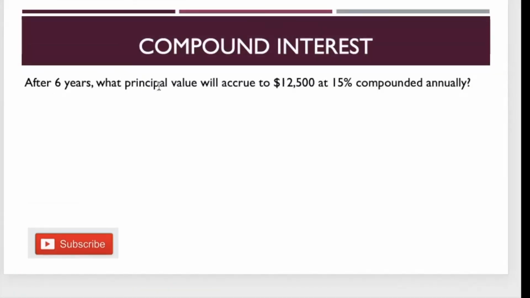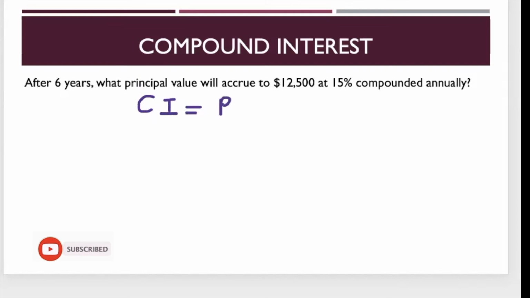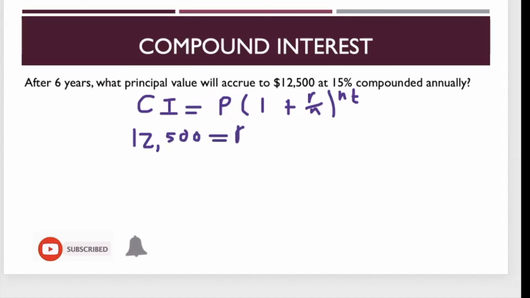So the interest rate that is charged annually on this is 7.6%. Finally, the final question: after 6 years, what principal value will accrue to 12,500 at 15% compounded annually? So I will go ahead and write the formula. Compound interest is equal to P open bracket 1 plus R over N, raised to the NT. So the compound interest is actually 12,500. That is the amount that is given in the question. We're asked what is the principal.